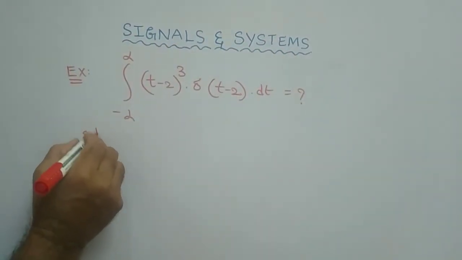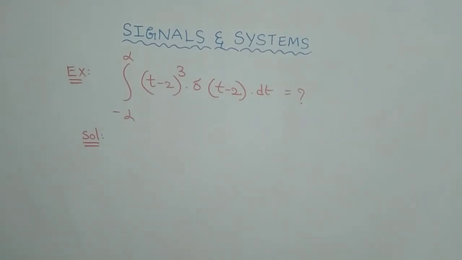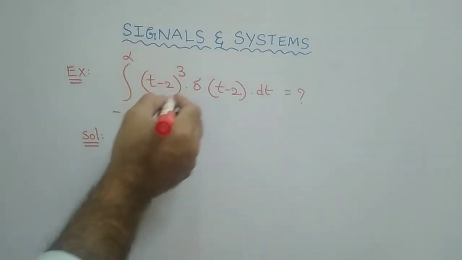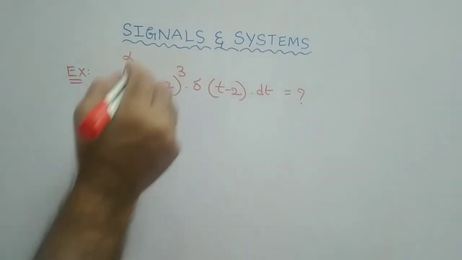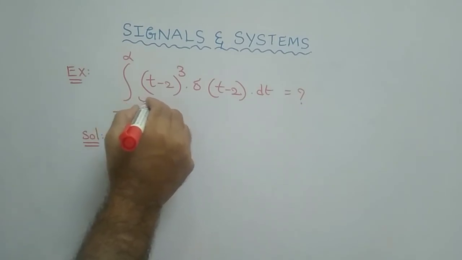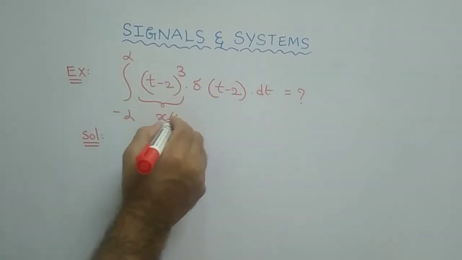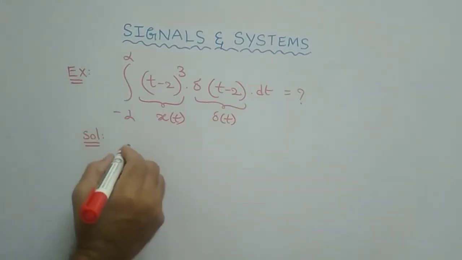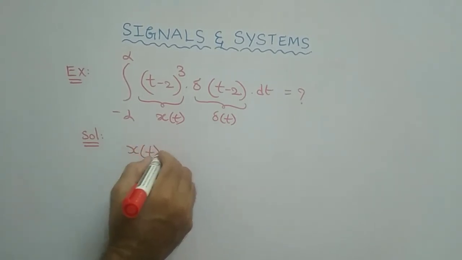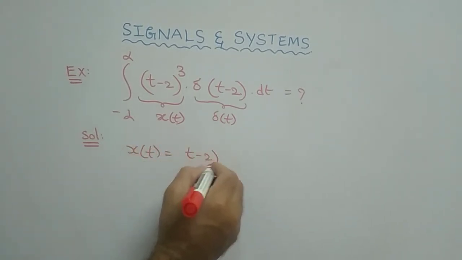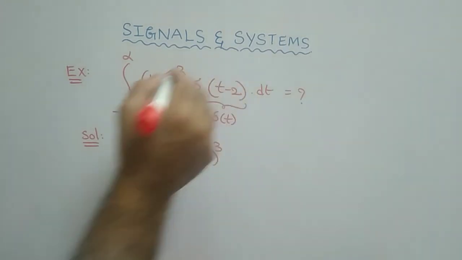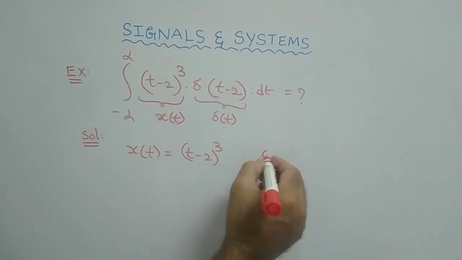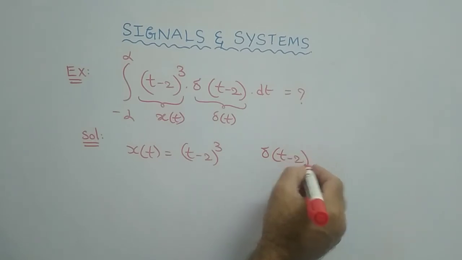Solve. So if you solve this integral over minus infinity to plus infinity of (t minus 2) whole cube delta of t minus 2 dt, here what is your x of t? (t minus 2) cube is your x of t. Clear? In the solution, x of t is equal to (t minus 2) whole cube. And delta of t minus 2 is a shifted impulse function.